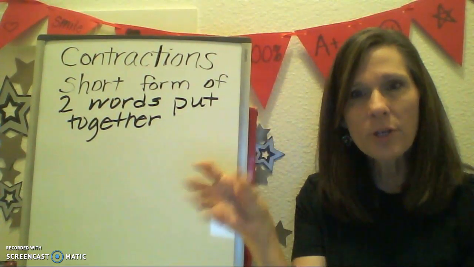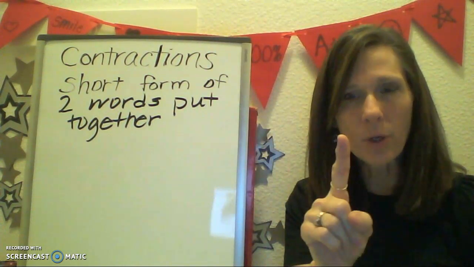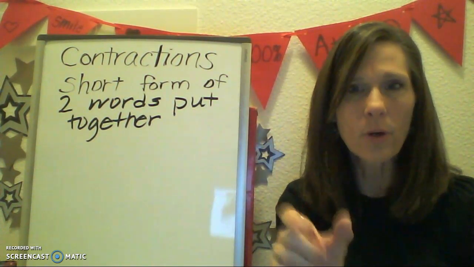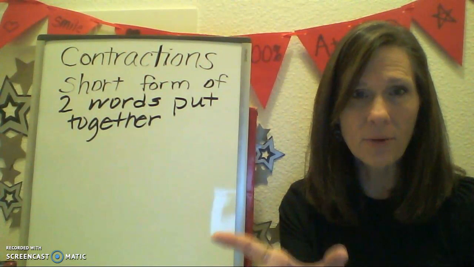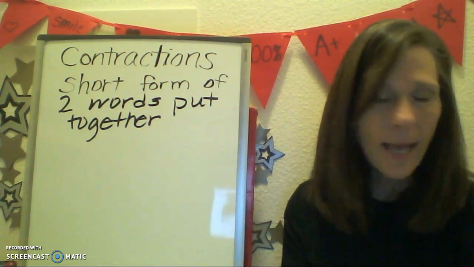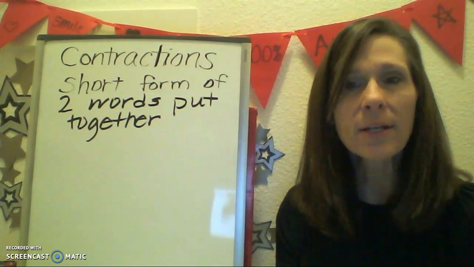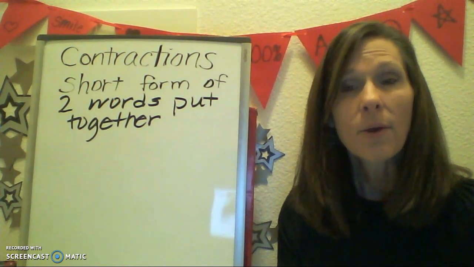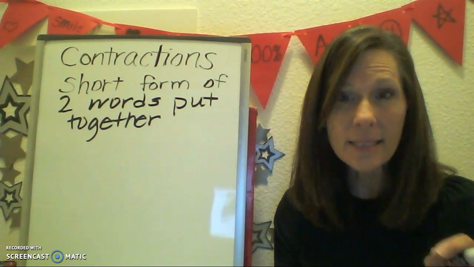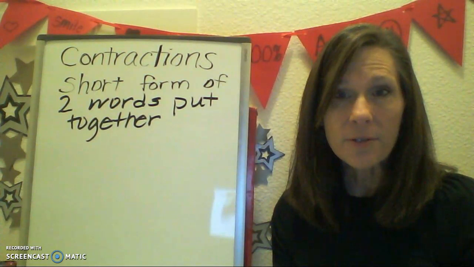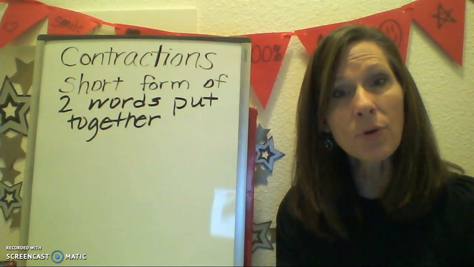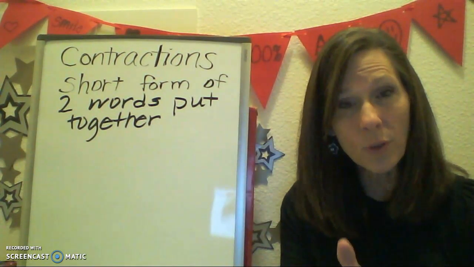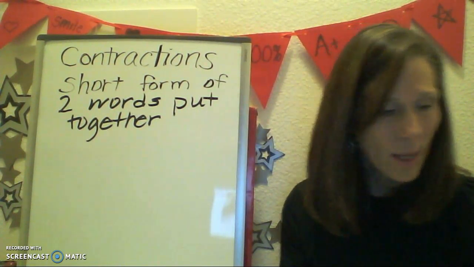So we're taking two words, putting them together to make one word, and it's a shorter form of the other two words, okay? The other thing is that a contraction always includes an apostrophe, right? And the apostrophe replaces the letters of a word that has been removed when we shorten the two words together to make one word, okay?